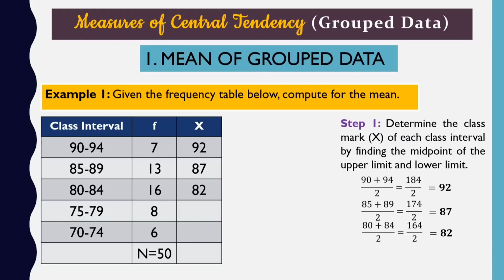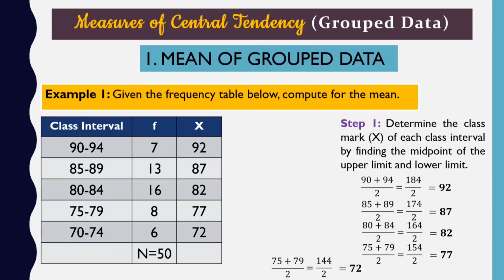Next interval, 75 to 79. 75 plus 79 is equal to 154, divided by 2, and the result is 77. So that is the class mark for the fourth interval. And lastly, for 70 to 74, the sum is 144, divided by 2. So the class mark is 72.